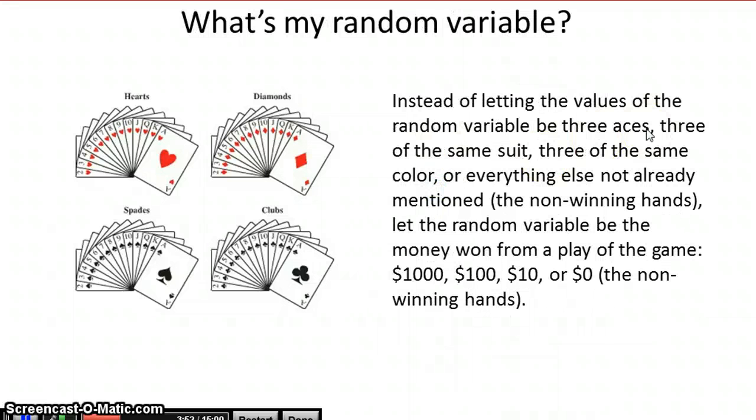Now, remember, a random variable is a single numerical value. So we can't say that the outcomes from a random variable are 3 of a kind, or 3 aces, or 3 of the same color, or all the other non-winning hands, because those aren't single numerical values. So what we're going to do is let our random variable represent the amount of money you can win from playing this game. In this case, our outcomes would be you could win $1,000, you could win $100, or $10, or you could win $0, which represents the numerical monetary amount awarded for not winning.